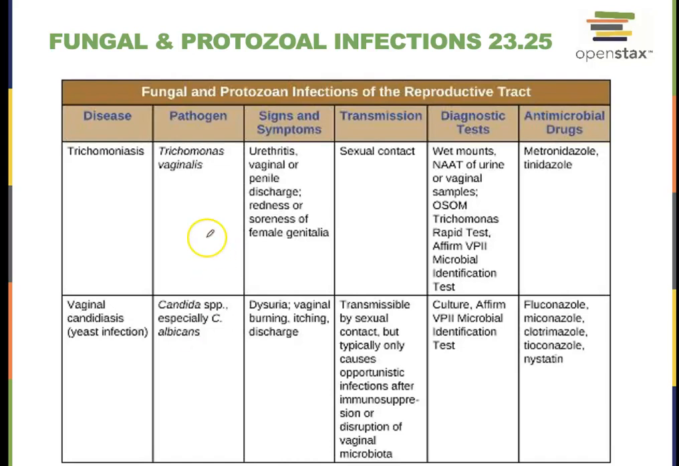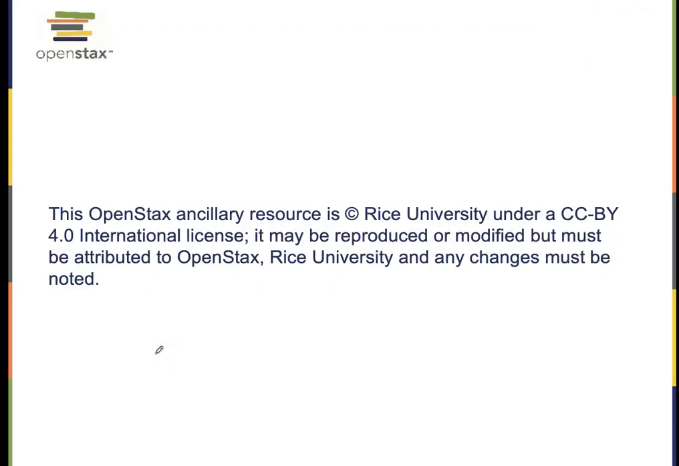All right, so our two other disease-causing guys: trichomoniasis is going to be our protozoan, and then our Candida albicans is going to be the yeast. And we're done.